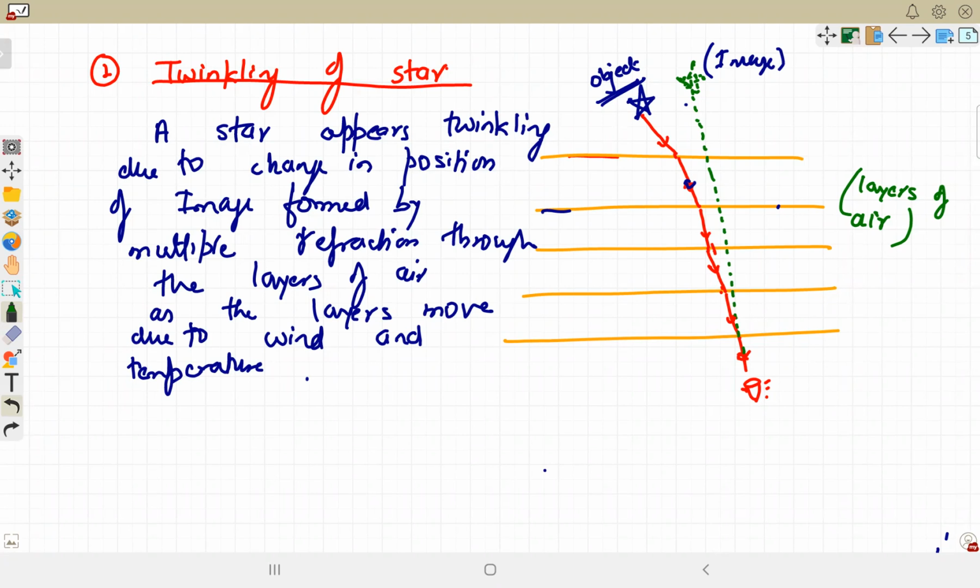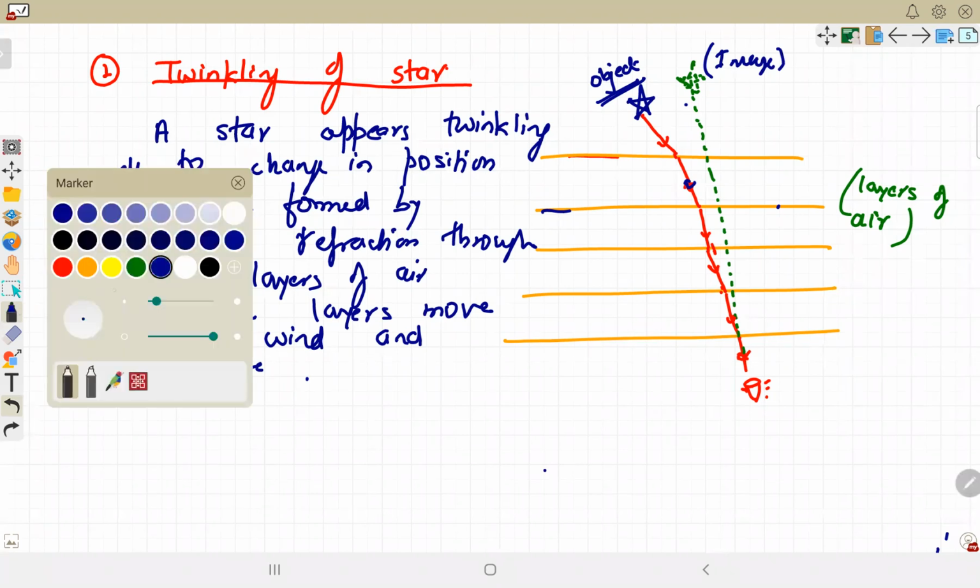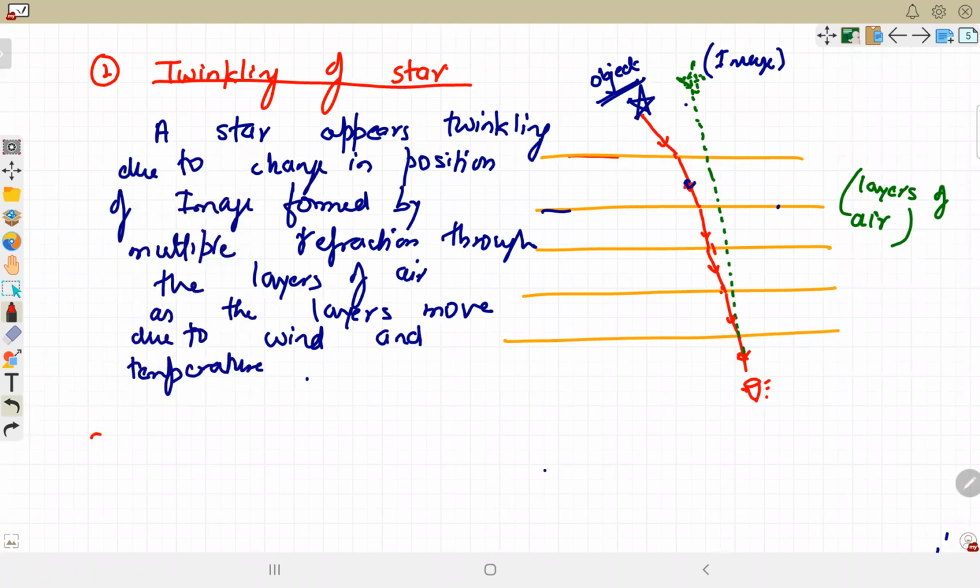Second observation: the sun rises a little before the actual sunrise, at least 2 minutes before, and similarly in the evening. So it is early sunrise and delayed sunset.